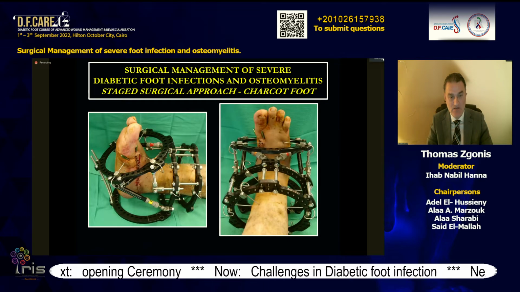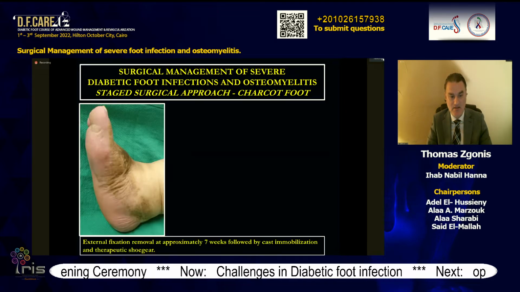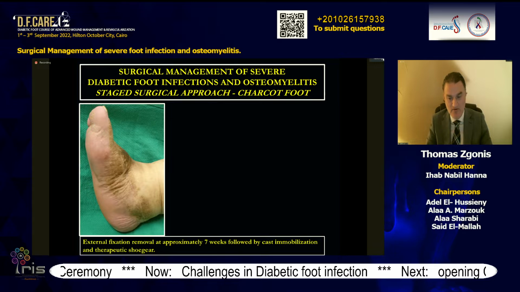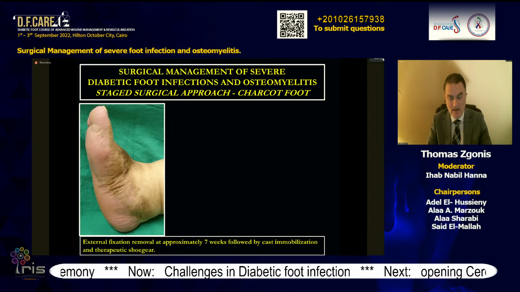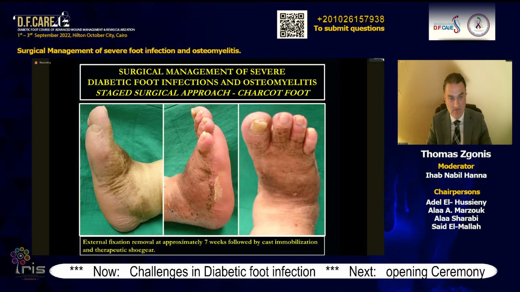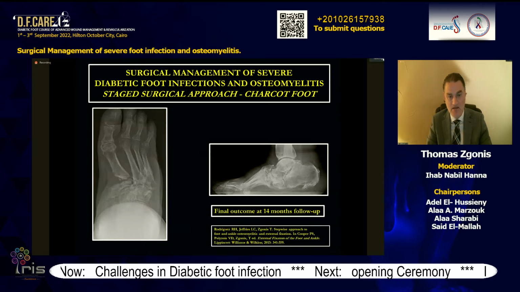As you see here, here are the clinical and radiographic findings. And lastly, we removed the external fixation at approximately 7 weeks, followed by cast immobilization. And here are the long-term outcomes of the patient with severe diabetic foot infection and osteomyelitis.